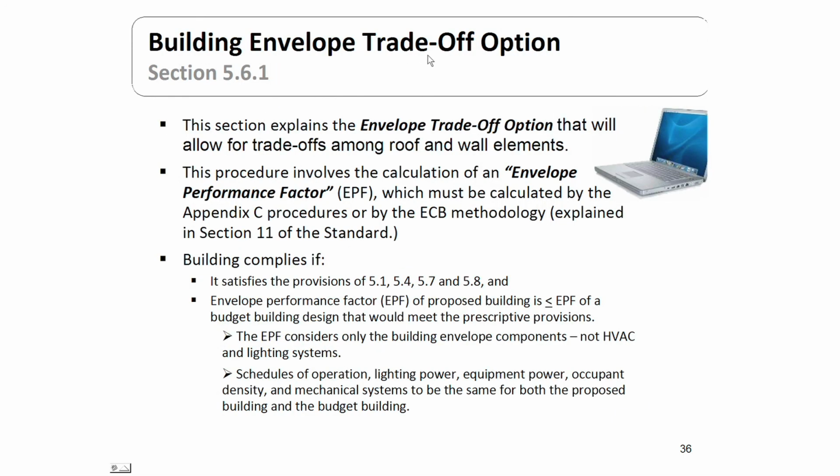In the building envelope trade-off option, this goes back to section 5.6. This allows you to trade off if you somehow exceed some of the U value requirements that are in the insulation tables. So you basically calculate an envelope performance factor, EPF, and the procedures for that are shown in Appendix C. And if your EPF is less than the EPF of another building that would actually meet the prescriptive requirements, then you would pass this test here, and that would be your basic trade-off.